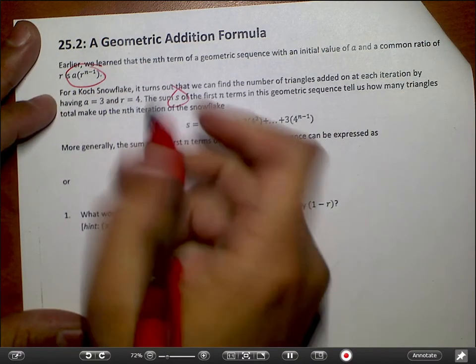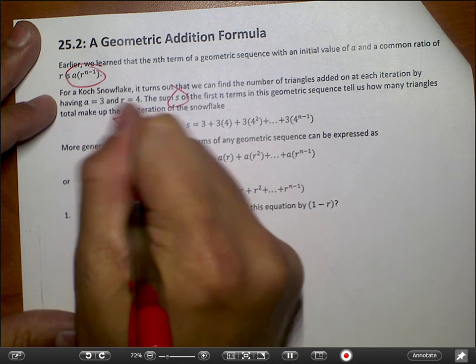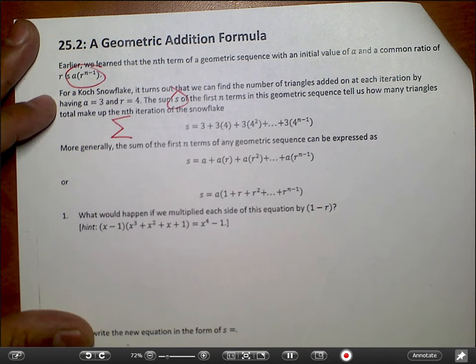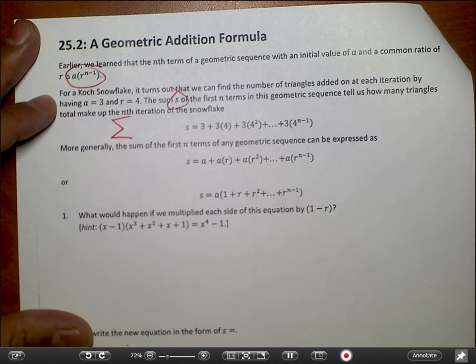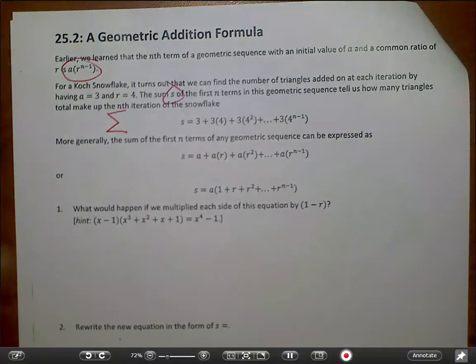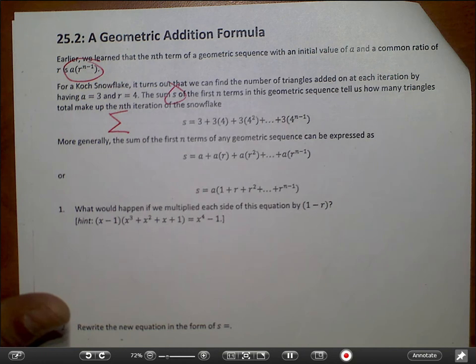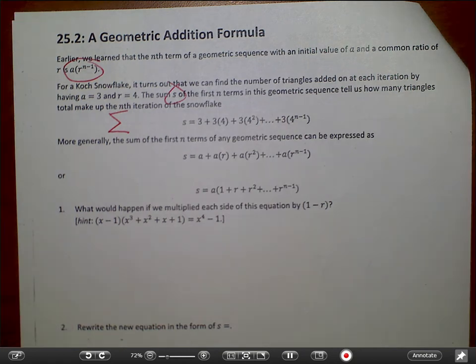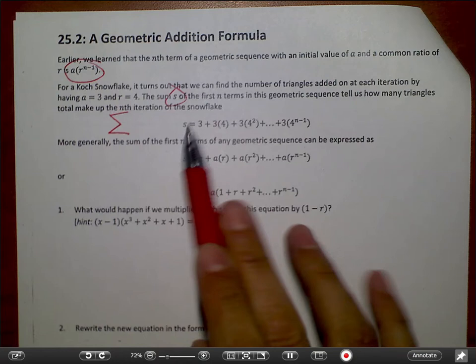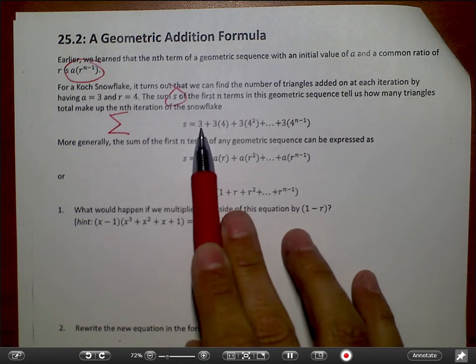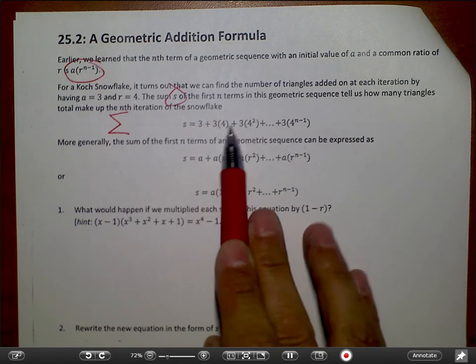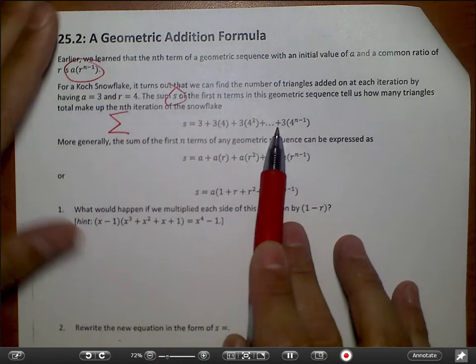That means S is going to be the sum of all those. There's also a nice symbol, sum. You guys will use that on occasion. When you get to college, you'll notice that a lot more. You have to use it in Excel spreadsheets if you took any basic math classes. So the sum of this is going to be 3, which is my first one, plus 3 times 4, plus as it keeps going on.